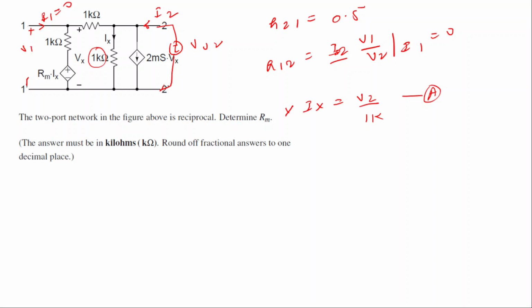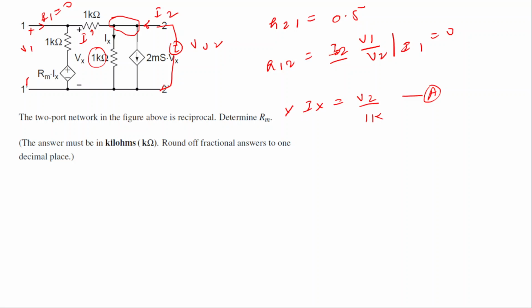Now if Ix is V2 by 1K, we can apply the KCL equation at this node. So let's assume the current, if we apply the KCL equation at this node, what is our current? Let's assume this current is some I dash.